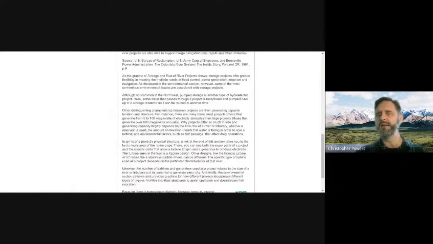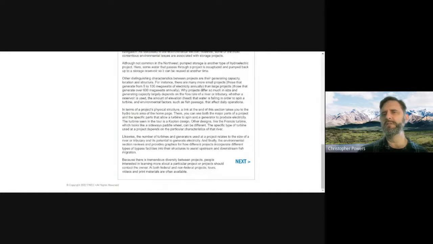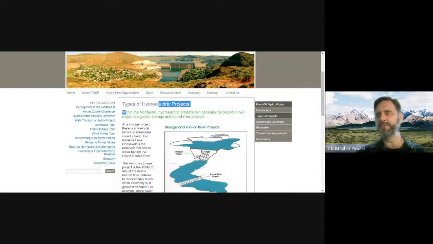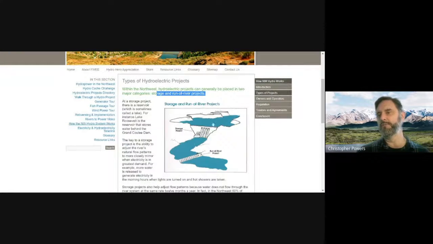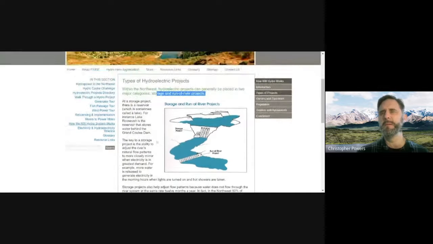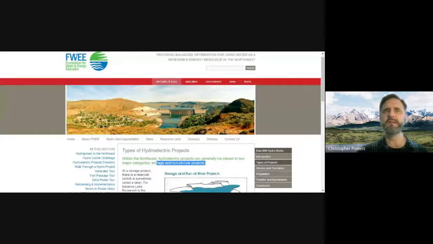Now, we have different areas of the country that would probably construct large ones, small ones, or whatever. But just to read the types of hydroelectric projects within the Northwest, hydroelectric projects can generally be placed in two major categories: storage and run of river projects. So the river runs, and that's how that project gets its energy. All right, so I kind of belabored that point.